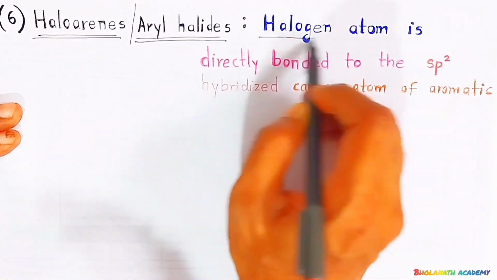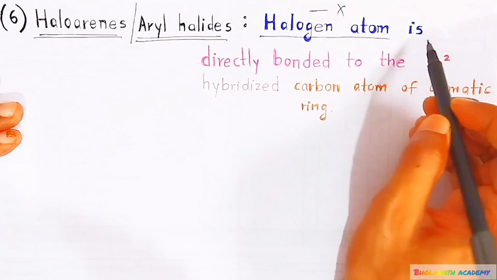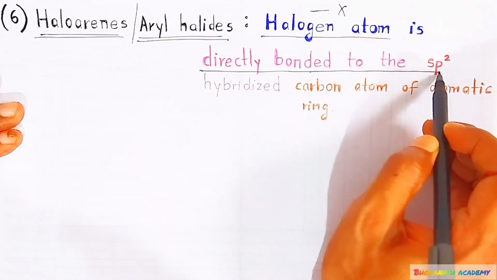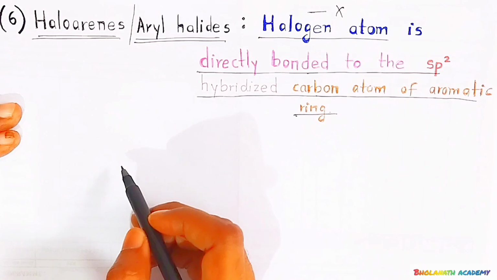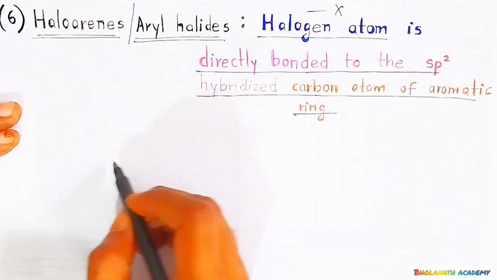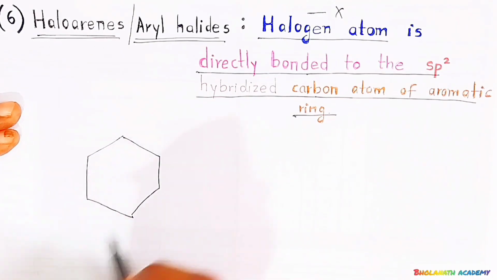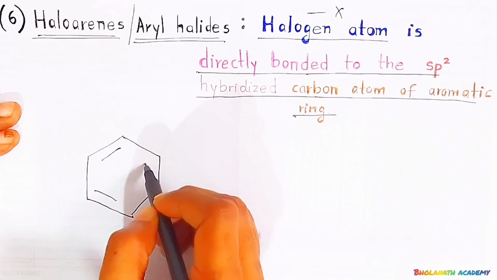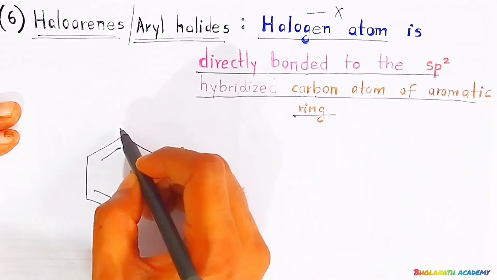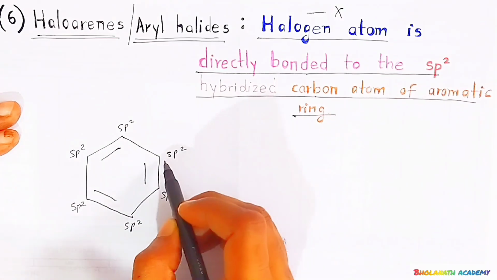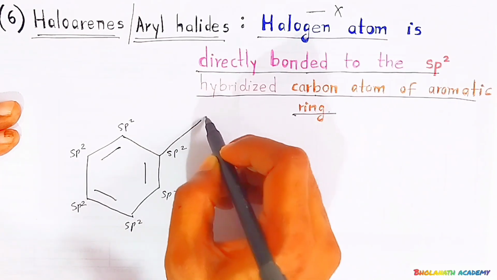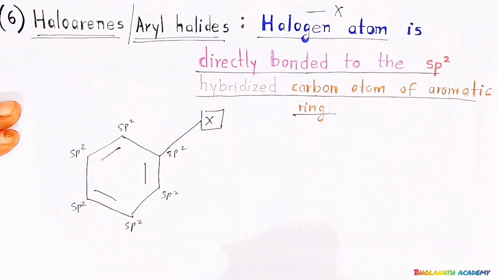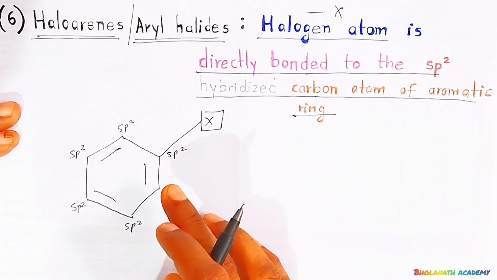halide. When one halogen atom is directly bonded to sp2 hybridized carbon atom of aromatic ring. Understanding, students? The compound obtained is called as haloarenes. If you have aromatic ring, that is benzene, students, alternate double bonds, all carbons are sp2 hybridized. So to whom is your halogen atom attached? One halogen atom now we are going to attach. Suppose I am attaching here. The compound obtained is called as aryl halide. So this is the example of aryl halide.